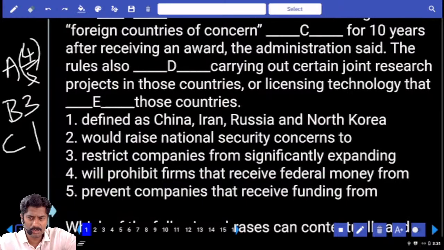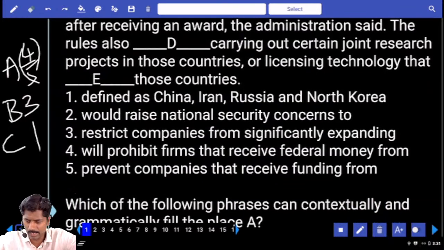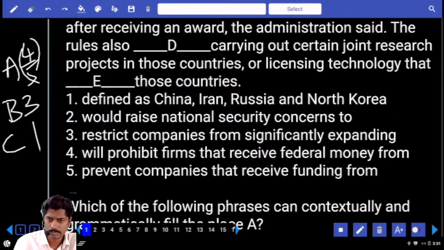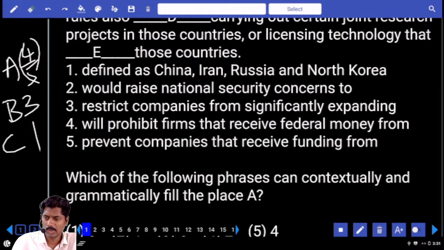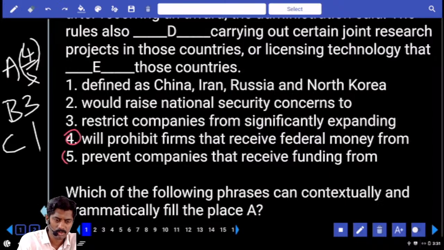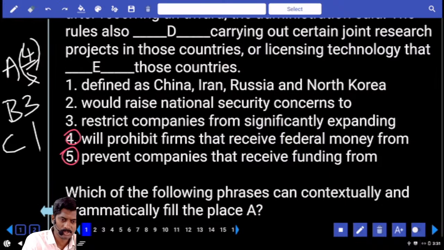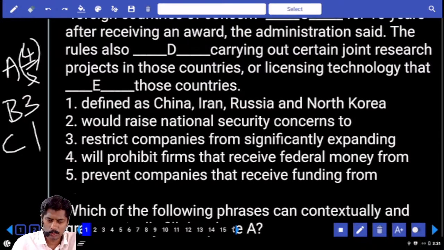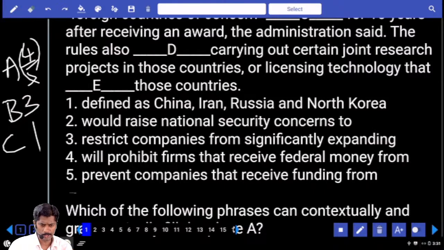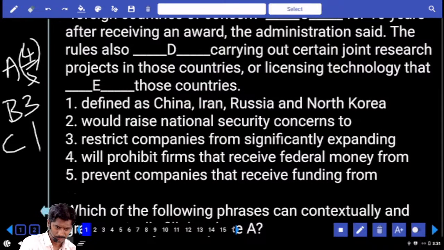For 10 years after receiving an award, the administration said, the rules also dash carrying out. See, the rules also carrying, -ing is there. So -ing means what do I need to take? 4 or 5? Okay, let me check. 5 fits. The rules also prevent companies that receive funding from carrying out certain joint projects. Joint research projects, okay. Or will it be 4? The rules will also. 5 is suitable. In D, 5 is suitable. Therefore, in A, 4 is suitable.